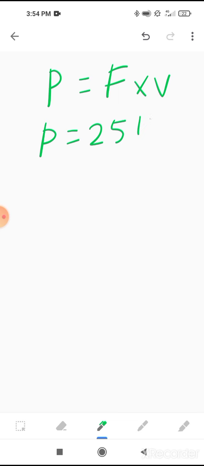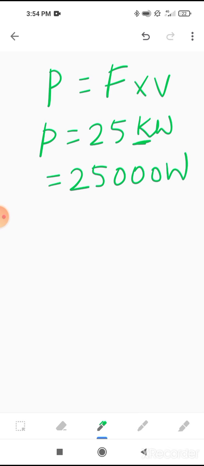Now next question 13. If the power of a motor is 25 kilowatt, what speed can it raise a load of 25,000 Newton? Here you have to use the formula power is equal to force into velocity. Here power is given as 25 kilowatt. Convert it into watt. So 25,000 watt. The word kilo stands for 1000.